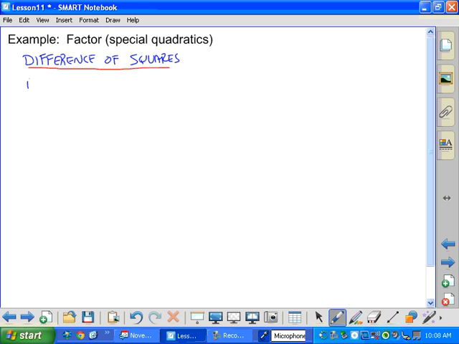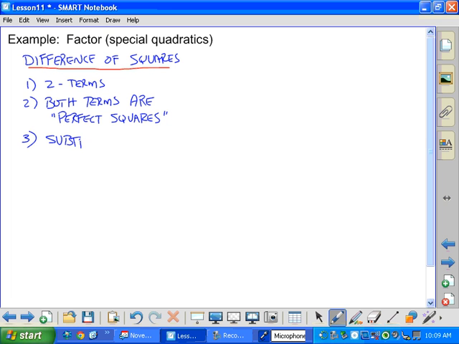Okay. First thing we know, there's only 2 terms. Both terms are perfect squares, which means you can take the square root of a number, and the exponent on a variable has to be even. And the third thing is it's subtraction. The two terms are being subtracted. All right, so some examples with that.